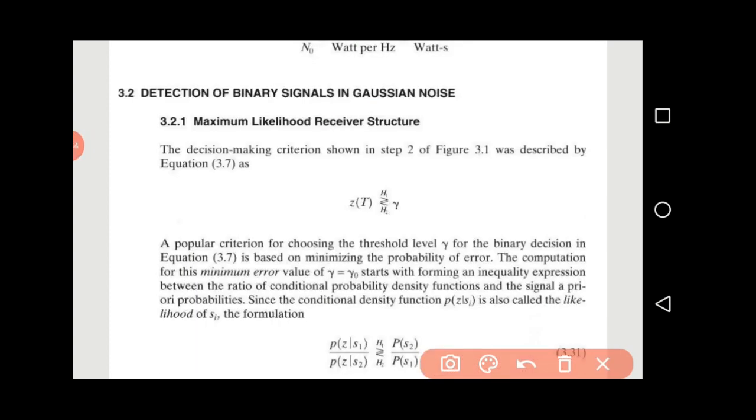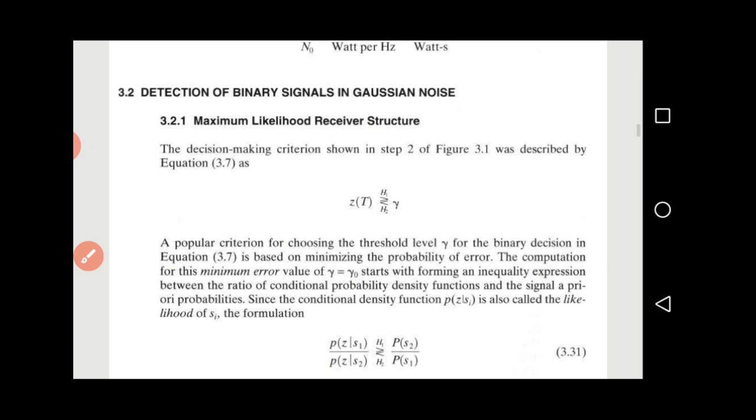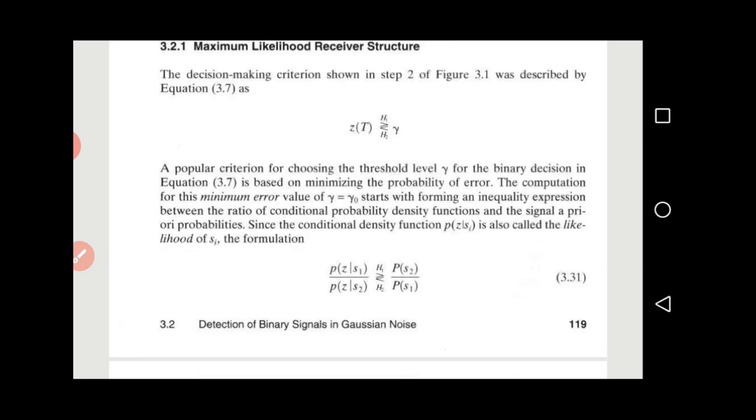Now come to the detection of binary signals in Gaussian noise. Maximum likelihood receiver structure. The decision making criterion shown in step 2 of figure 3.1 that we have already studied was described by equation 3.7. We know about this equation, where H1 was one hypothesis, H2 was another one, and we decided which symbol was sent according to these hypotheses.